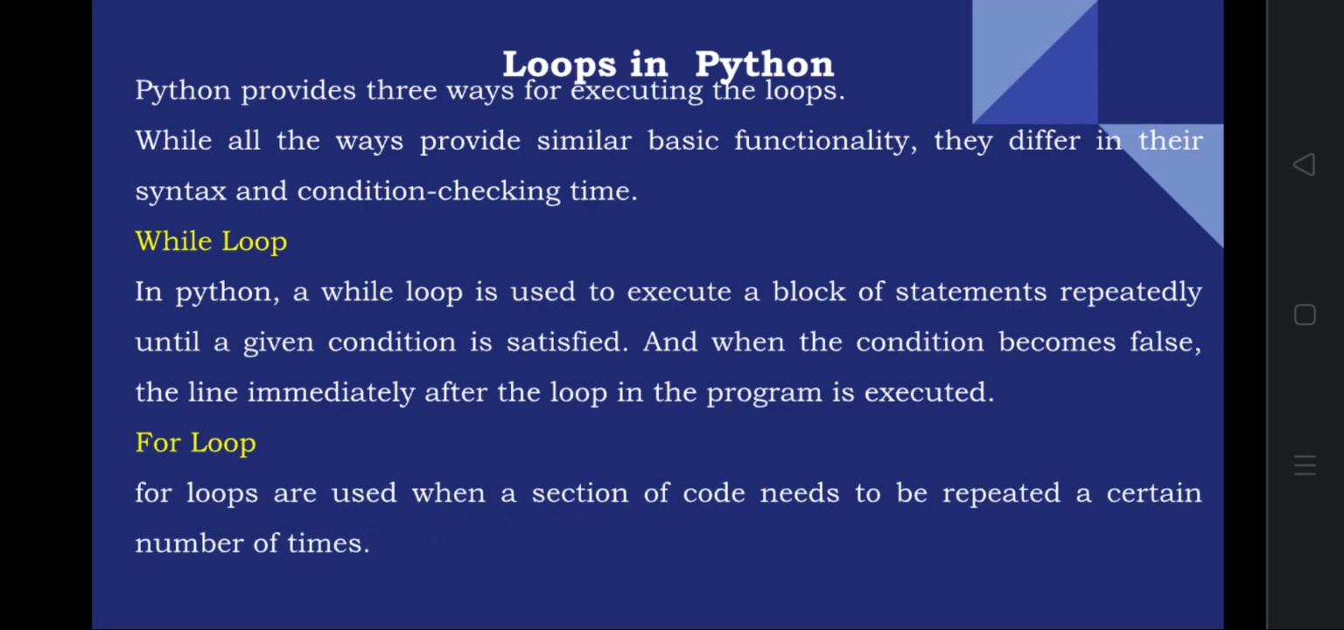Regarding the for loops, they are used when a section of code needs to be repeated a certain number of times. Here it is based upon the number of times. Suppose we know how many times we want to repeat. For example, we want to find the sum of 5 numbers, sum of 10 numbers, like the series up to 100. So when we have the upper limit up to which we want to do the calculation, that time we use the for loop, whereas the while loop is based upon the condition being true or false. So these are the basic criteria for where to use the while loop and where to use the for loop. And Python does not have the do while loop.